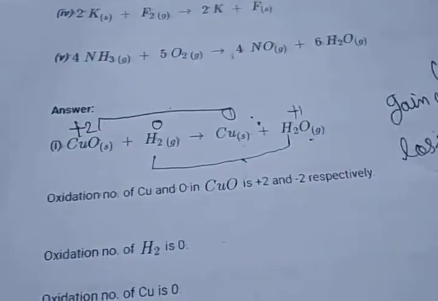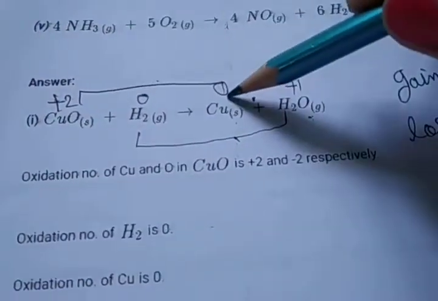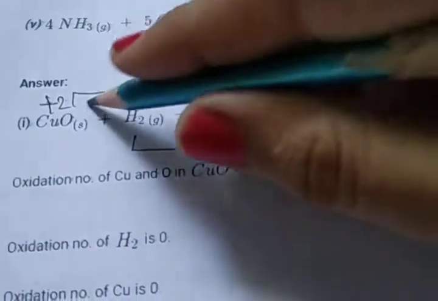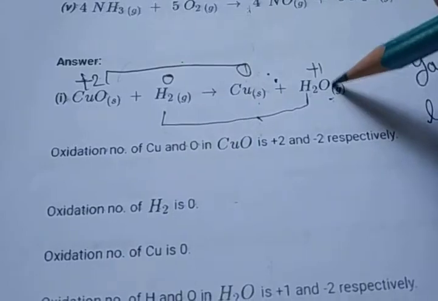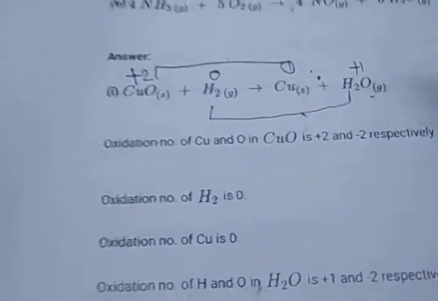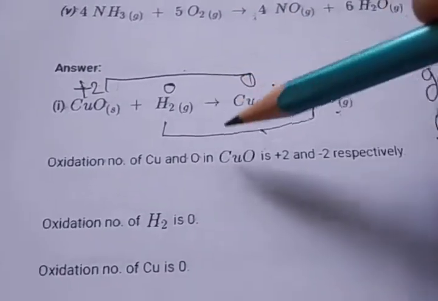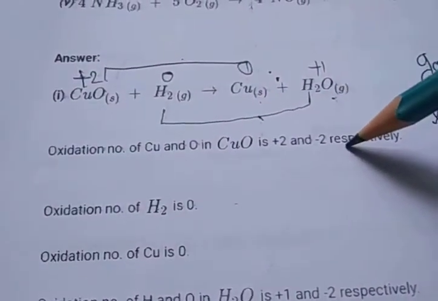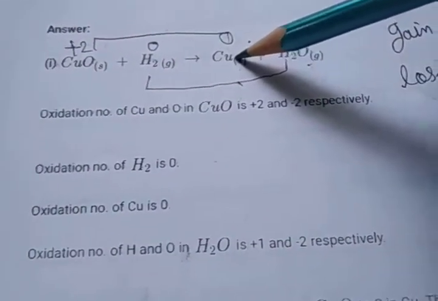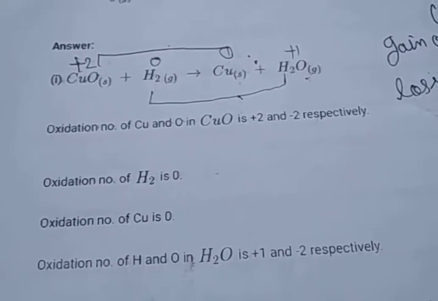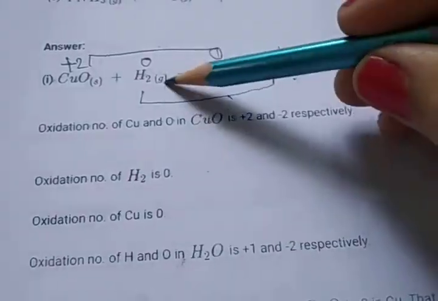So here you see, the oxidation number of copper is +2, and here copper has oxidation number 0. So +2 converts into 0. Then hydrogen converts into water, so 0 converts into +1. The oxidation numbers of copper and oxygen in copper oxide are +2 and -2. So +2 converts into 0, and here 0 to +1.